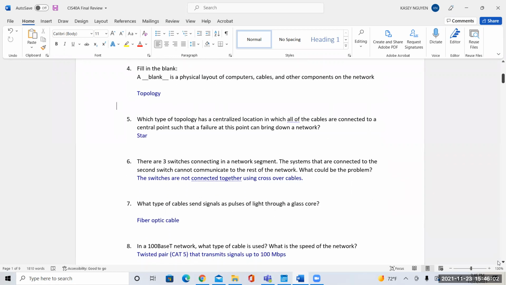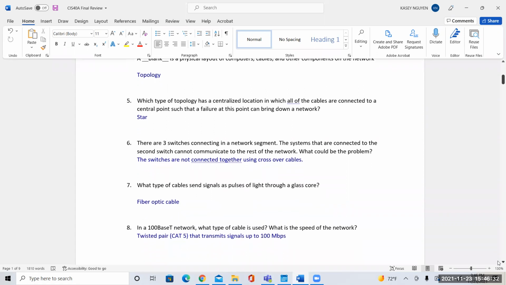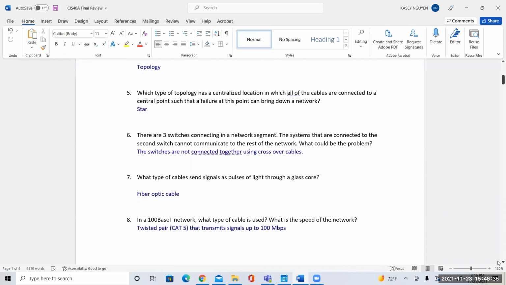Question 7. What type of cable sends signals as pulses of light through a glass core? That will be your fiber optic cable. Fiber optic uses glass, and we can have LED or, I'm sorry, LED or laser. And for fiber optic, right, we worked on using OptiCam. So fiber optic is used to transmit fast signals, is also reliable, and doesn't have too much interference compared to copper.